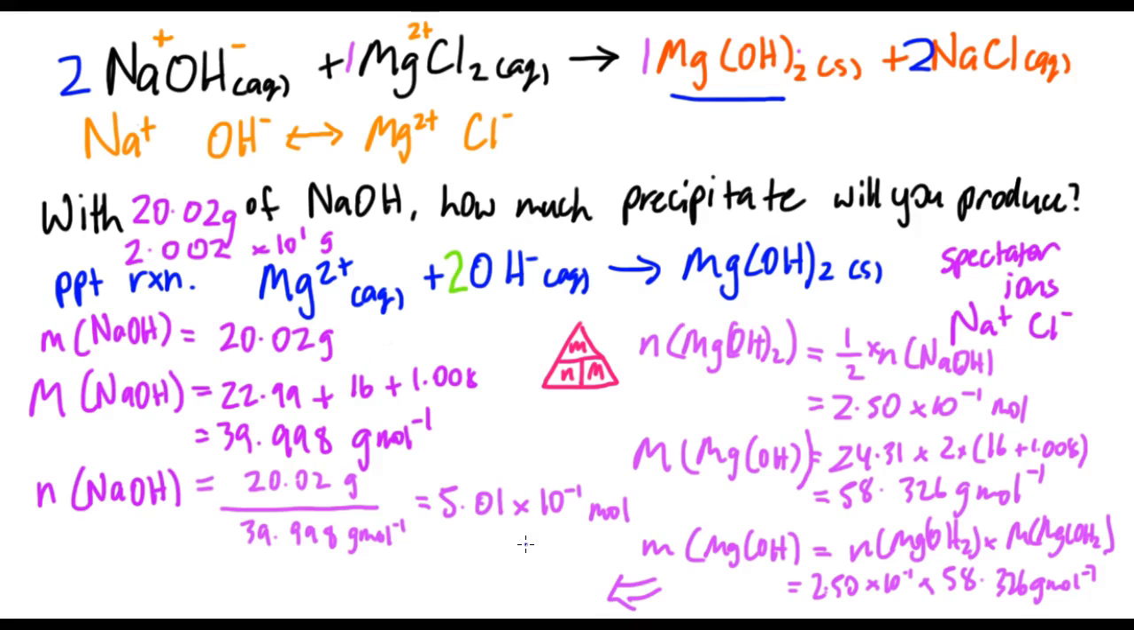Our final answer is going to be approximately 14.58 grams. Now, on my calculator, I have 14.5815. Now, in terms of significant figures, we need to have a look at our very final number. We need to figure out what is the least accurate number that we used that has been measured.